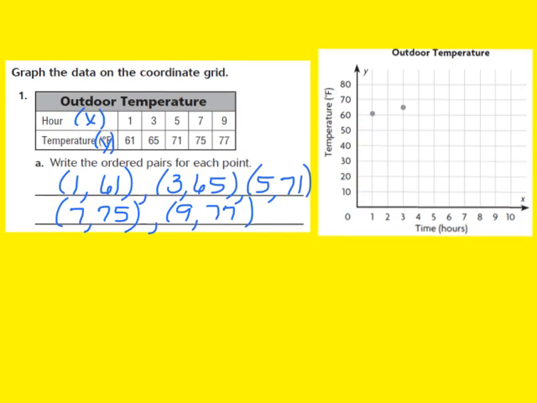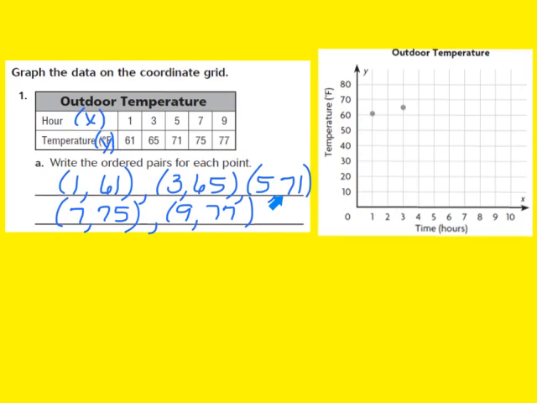Now our next ordered pair was 3 and 65. So what that means is, from the origin, we move over 1, 2, 3, and then we're going to move up the y-axis until we're close to 65, which should be right in the middle of our 60 and our 70. So we have our second point graphed here for us as well. So that's the 3rd hour, which measured the temperature at 65 degrees.